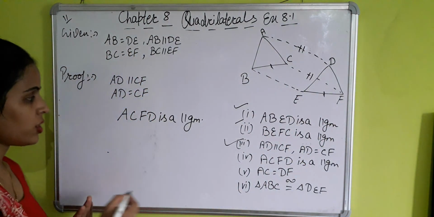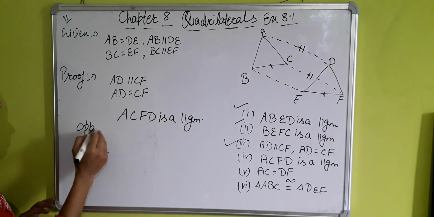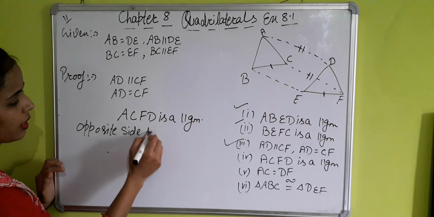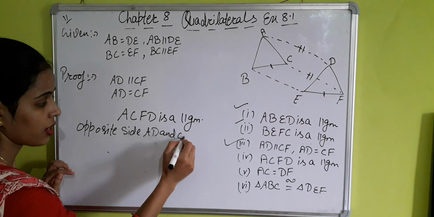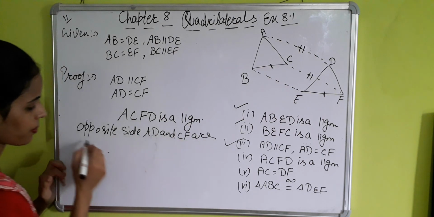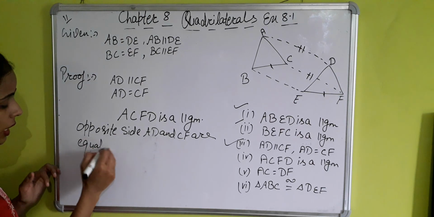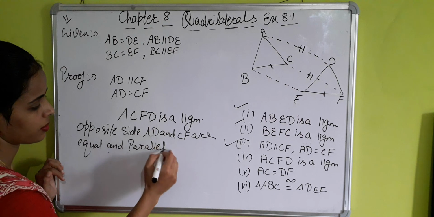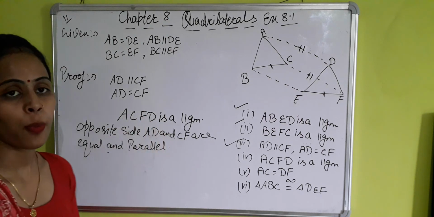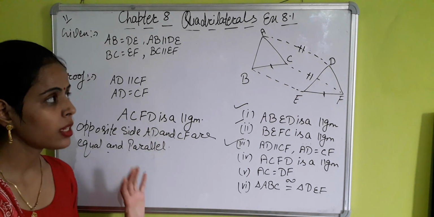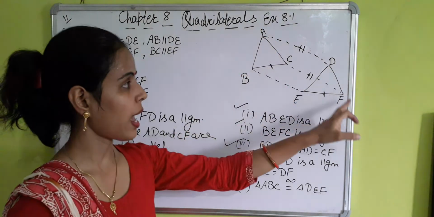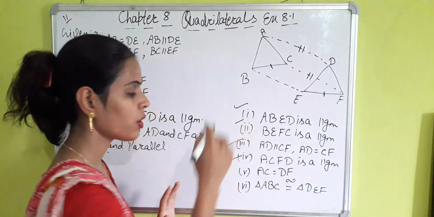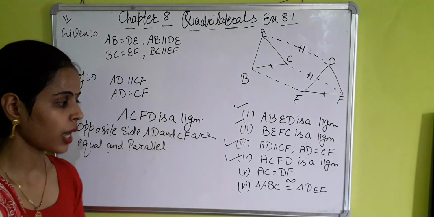parallel. Opposite sides AD and CF are equal and parallel. Opposite sides are equal and parallel. So ACFD is a parallelogram. Fourth part is proved with the help of third part.